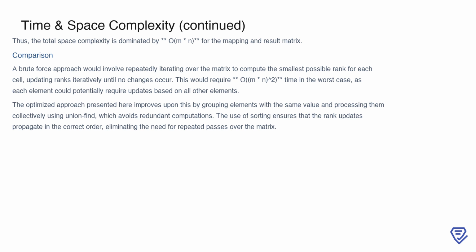To put this into perspective, consider a brute force approach. In such an approach, we would repeatedly iterate over the matrix, updating ranks iteratively until no changes occur. This could take O((M * N)^2) time in the worst case, as each element might need to be compared and updated based on all other elements. By contrast, the optimized approach we've presented here avoids redundant computations. Grouping elements with the same value and processing them collectively using union find allows us to efficiently determine ranks for connected components.